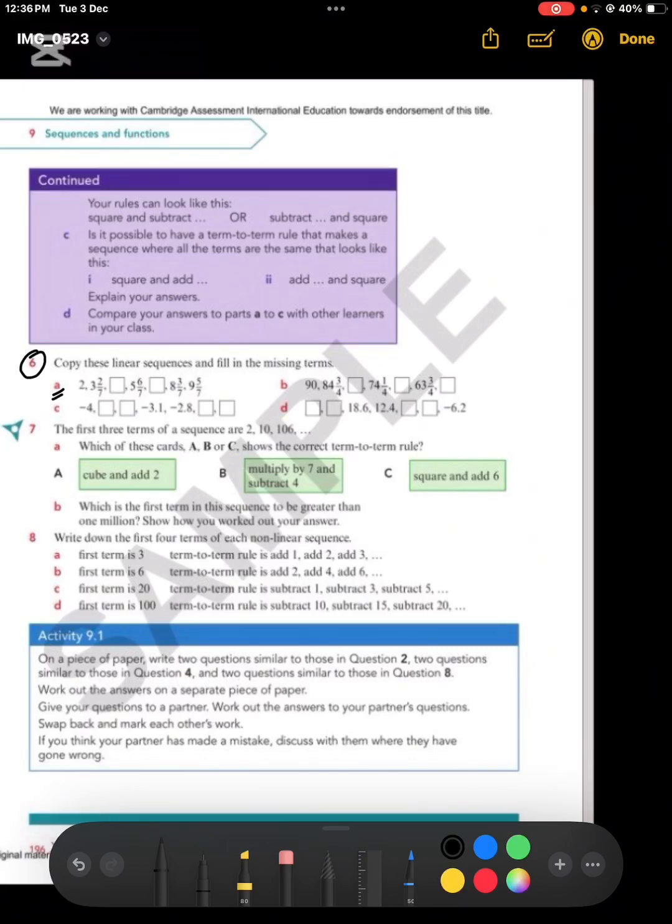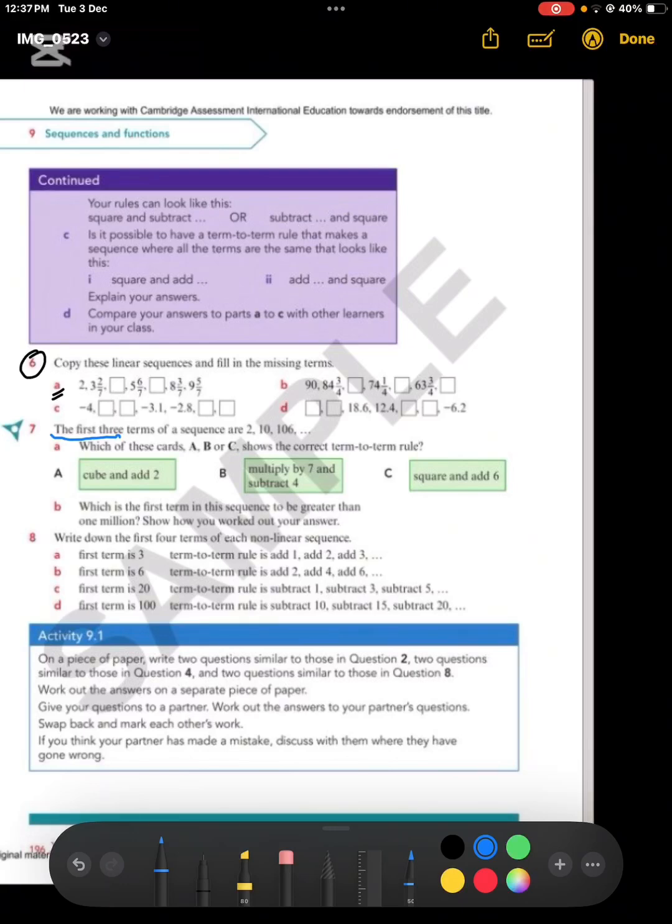So now moving to question number 7. We'll discuss question 7 and 9. So let's start and read what they are asking and what they are saying. The first three terms of the sequence are 2, 10, and 106. Which of these cards A, B, C shows the correct term to term rule?